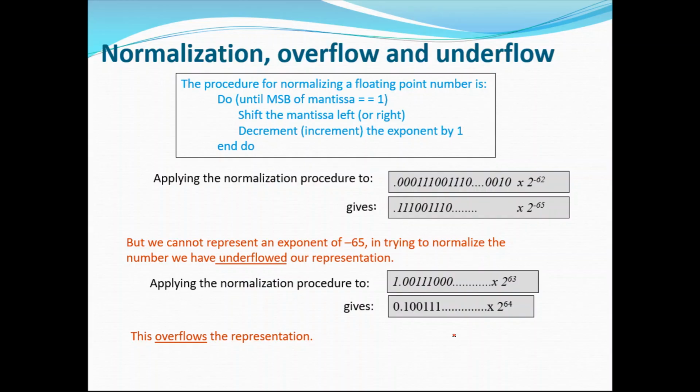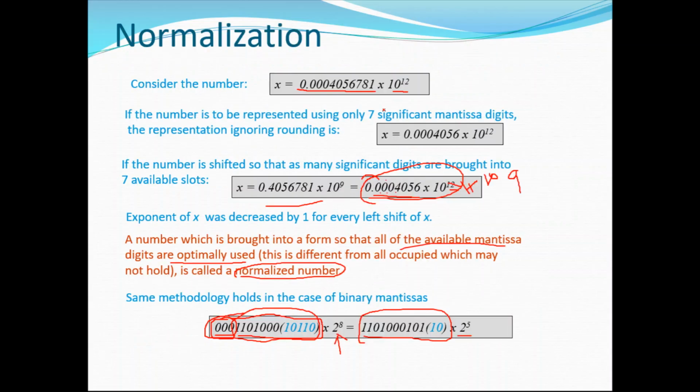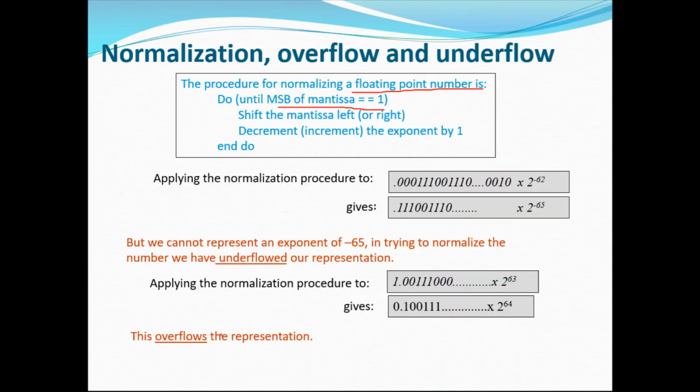So what is the procedure for normalizing a floating point number? This is the procedure: until the MSB of the Mantissa is equal to 1, shift the Mantissa to the left or right depending on the requirement. Here, if you see, this is the MSB, and the MSB is not 1. So shift the Mantissa, and either decrement or increment the exponent by 1.